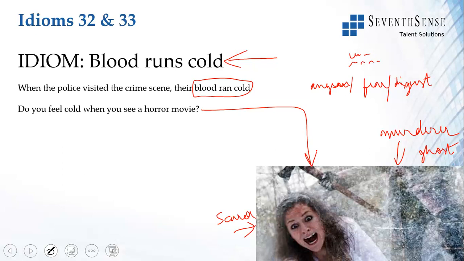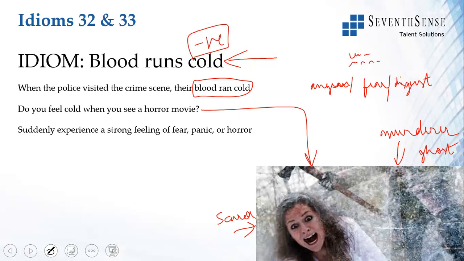So the usage of blood runs cold is in this sentence: when the police visited the crime scene, their blood ran cold. The meaning is to suddenly experience a strong feeling of fear or panic or horror. Again, a negative idiom. Blood runs cold means experiencing something that makes you fearful or panicky or scared.